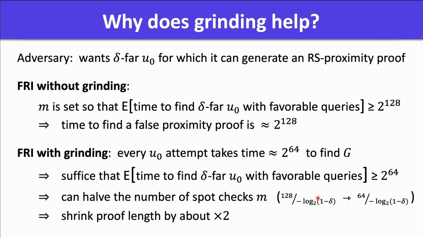That basically allows us to halve the number of spot checks, because if you remember our equation for the number of spot checks, it was 128 divided by minus log of 1 minus delta. The 128 is now replaced by 64, which means we can use only half as many spot checks and still maintain the same level of security, and this allows us to shrink the proof by about a factor of 2. So this is the point of grinding. It's a cute trick for shrinking the size of the proof.